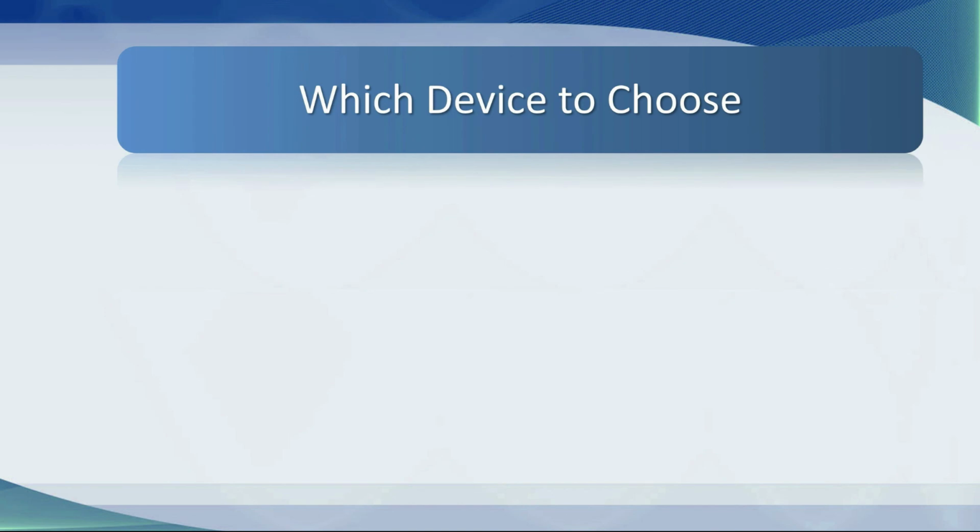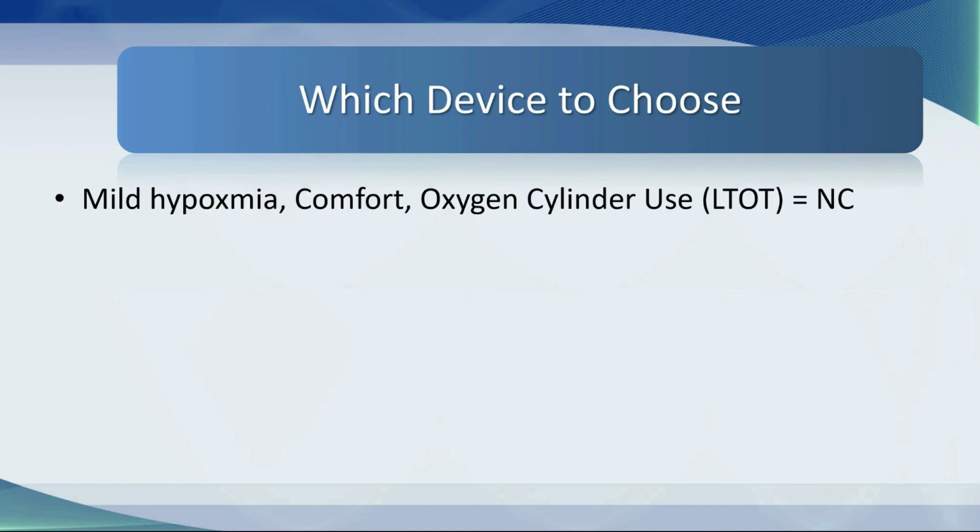Well, in my view, if the patient is mildly hypoxemic and you want comfort, and particularly if you're using oxygen cylinders for transporting a patient in an ambulance or around the hospital, or if they're on long-term oxygen therapy, you really can't beat nasal cannulae. They're phenomenally effective, they're really efficient, and patients find them very comfortable.